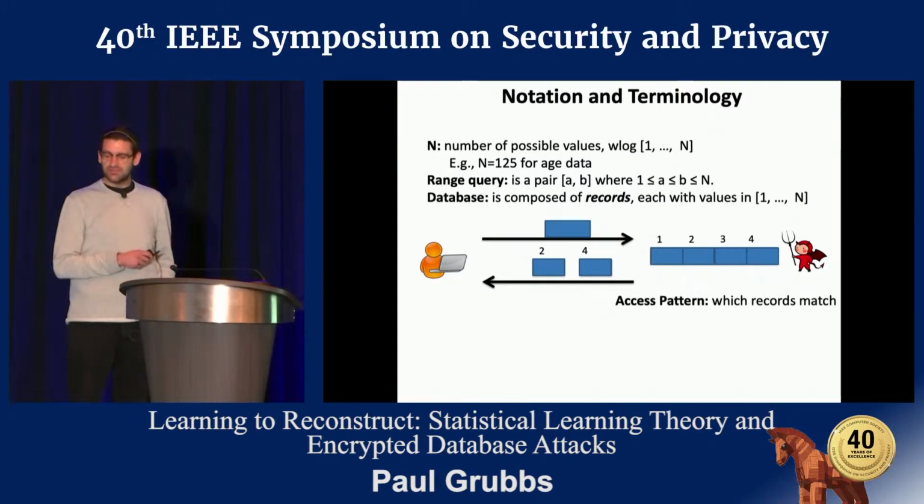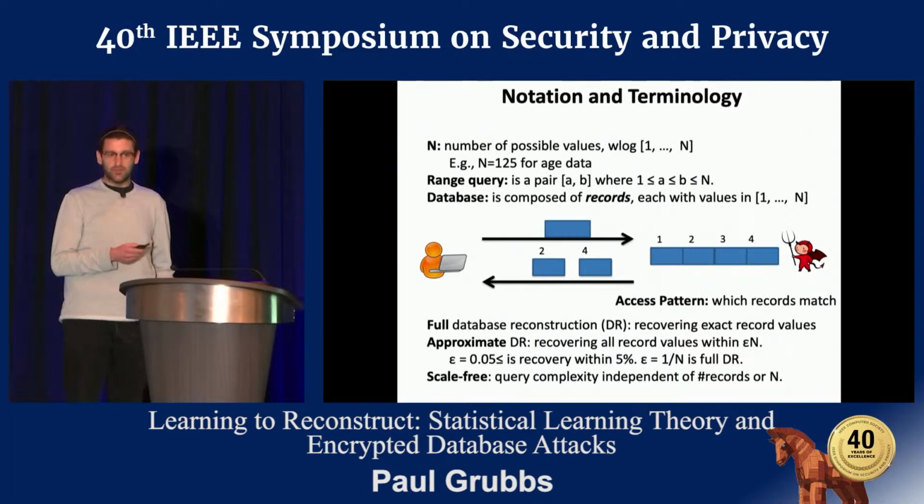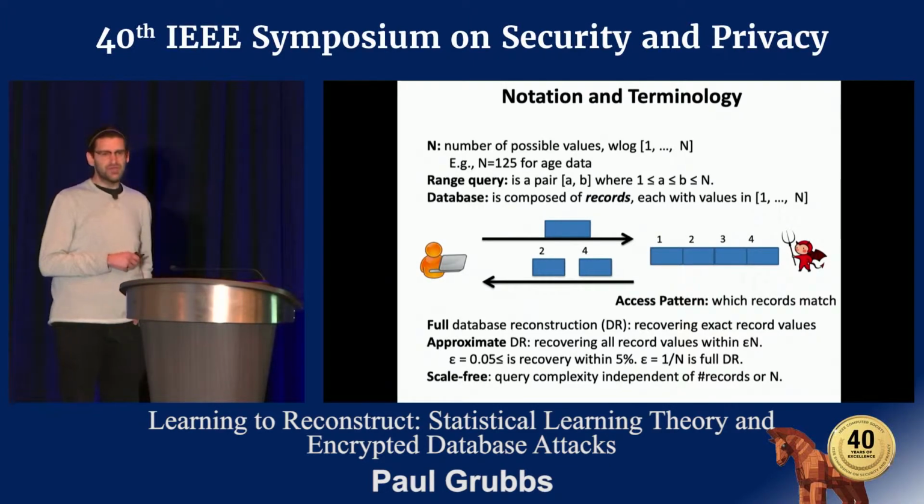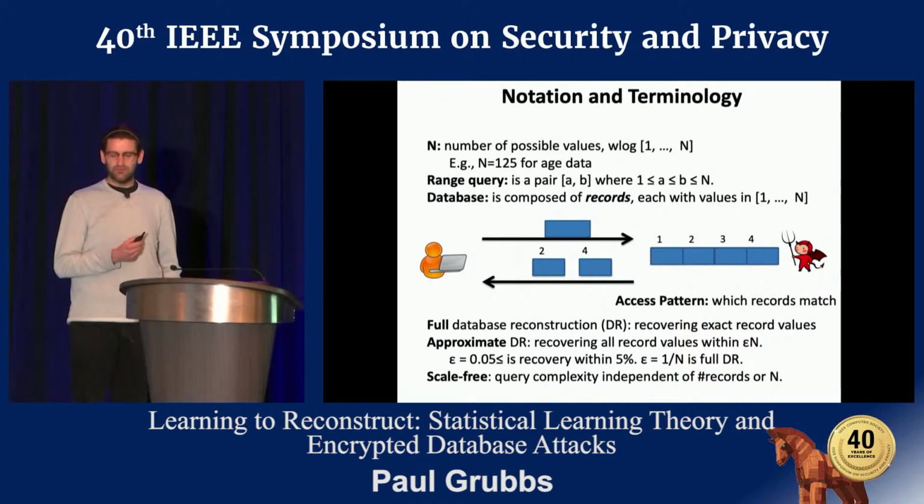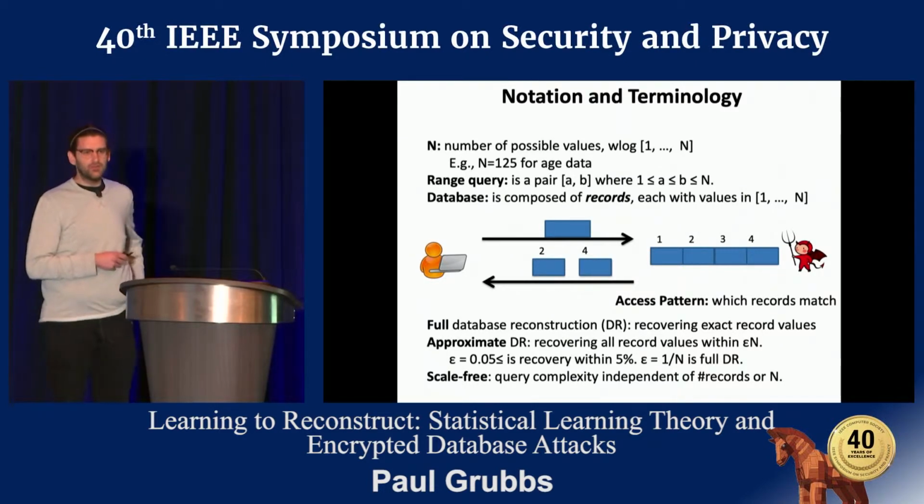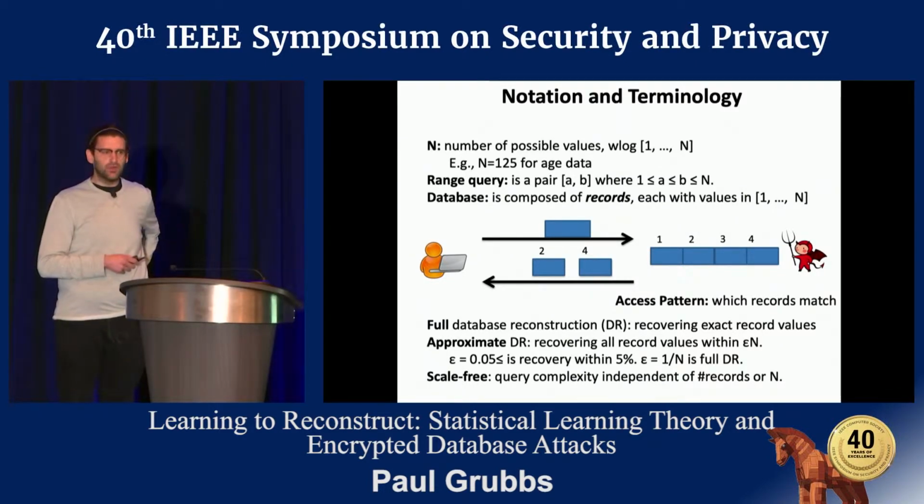Given only the access pattern leakage, a full database reconstruction attack recovers every value in the database exactly. An approximate database reconstruction attack recovers all values to within some additive epsilon error. So for example, epsilon equals 0.05 is recovery within 5%. And epsilon equals 1 over n is full database reconstruction. And finally, we'll call an attack scale-free if its query complexity is independent of the number of records or the size of the domain.